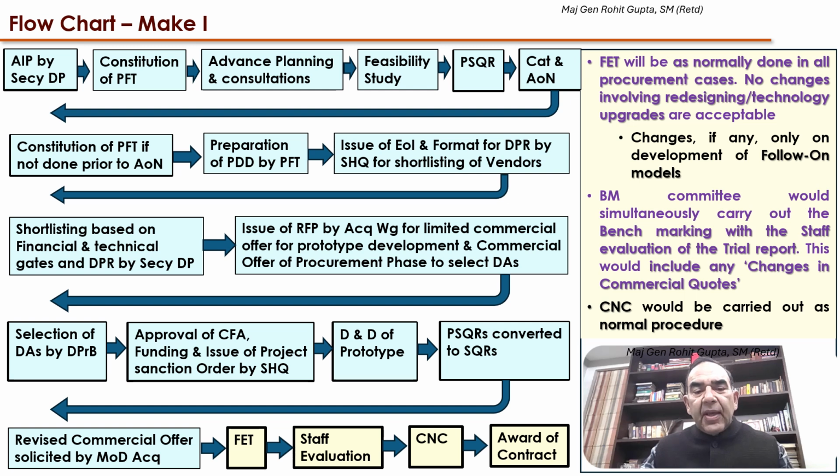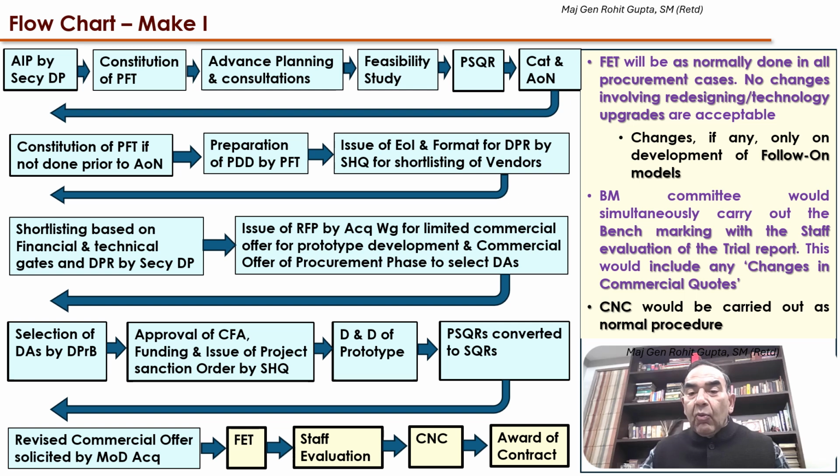The balance of those steps, that is the field evaluation trial, the staff evaluation, the CNC and the award of contract, is the same as was done in the previous process of Buy and Make. Now, field evaluation trials are totally as normal in all procurement cases. No changes involving any redesigning or technology upgrades are acceptable. In case any changes are required, they can only be carried out on follow-on models and not for the purpose of production at present.